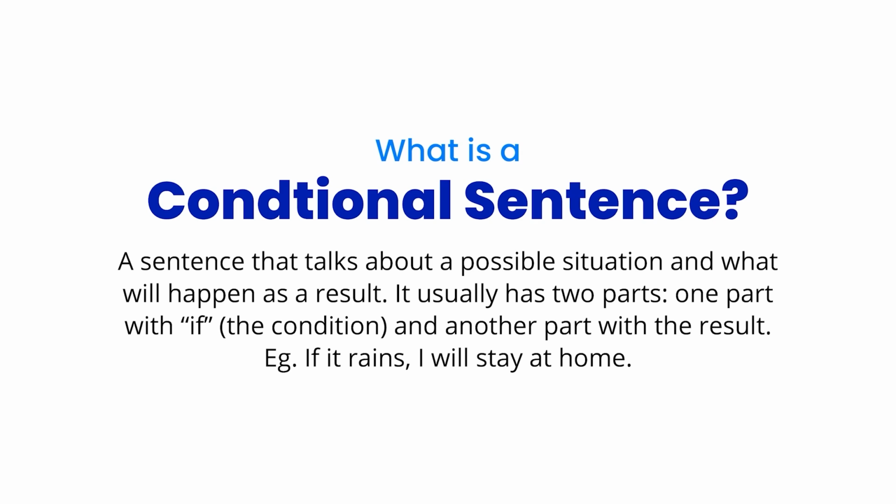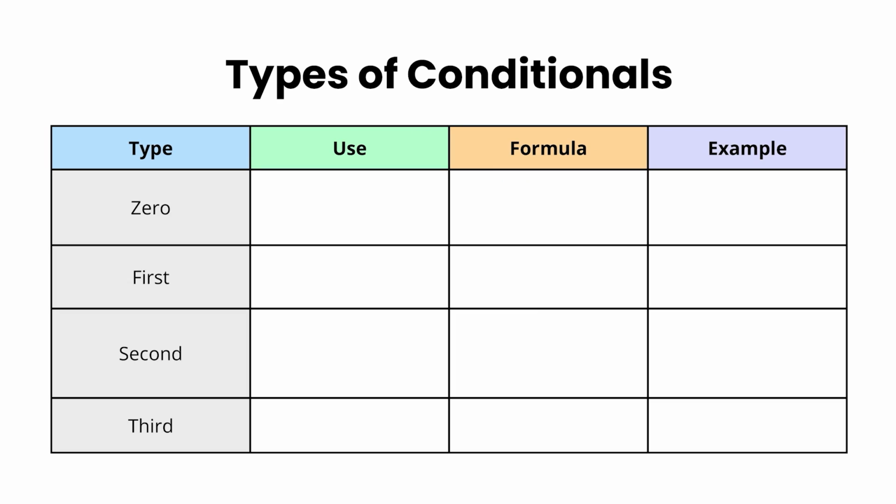So here's a very basic example. If it rains, okay, that is the condition, that's the if. I will stay at home, that is the result. There are four main conditionals in English, and we use each one for something a little bit different. So let me show you the different conditionals and what we use them for. I'm just going to go through this very, very quickly. If you want to have a detailed look, just quickly pause the video.